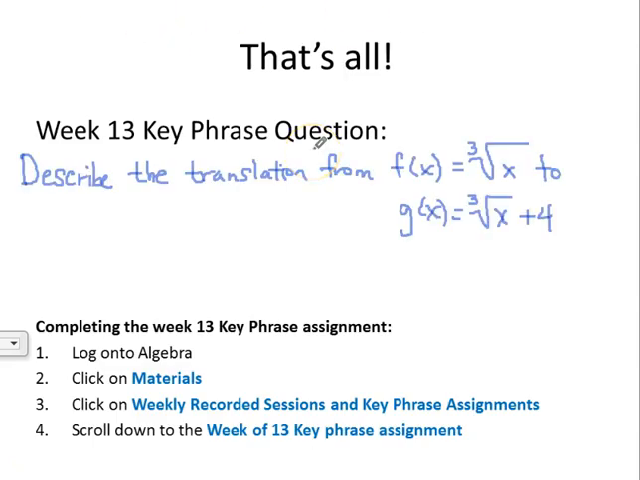All right, so we are at key phrase time. We chatted about the translations in cube root functions. So what if we start with the parent function, the cube root of x, and then I give you the new function, g of x, which is the cube root of x plus 4. What type of movement do we have from our f of x function to our g of x function? Describe for me the translation. Describe for me the movement.